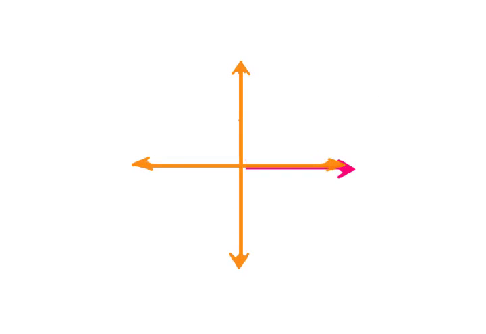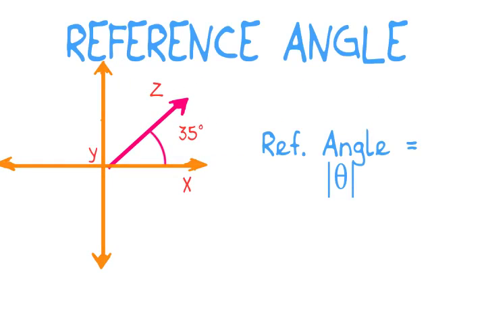For our first example, we have angle XYZ in the first quadrant which measures 35 degrees. To find the reference angle, we should look at the acute angle formed by the x-axis and the terminal side. In this case, the angle is 35 degrees. This is determined through the absolute value of the angle itself. So the reference angle of this angle XYZ is also 35 degrees.